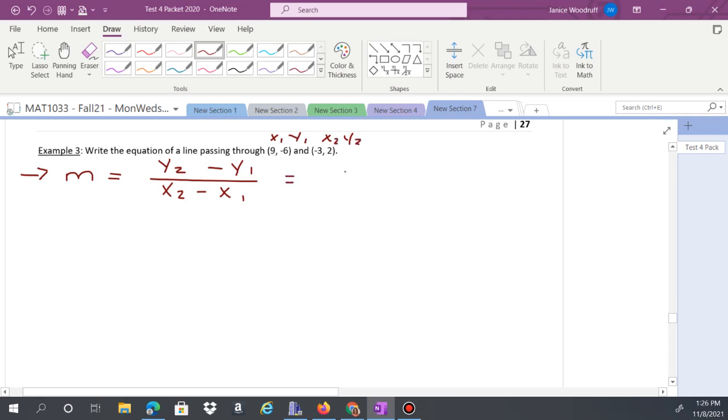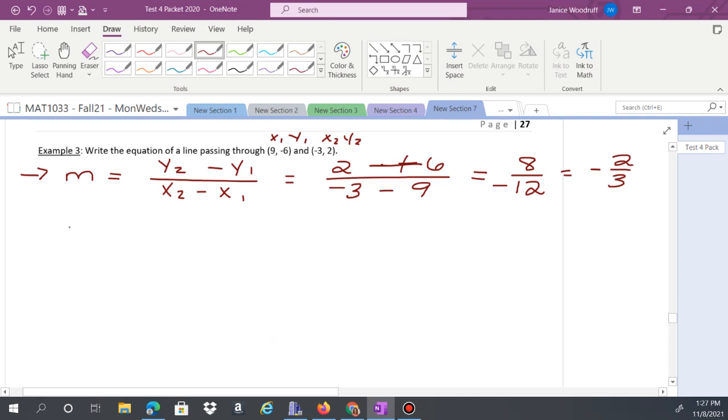Let's go ahead and plug that in. So we have y2 is 2 minus y1, negative 6, over x2, negative 3, minus x1, 9. All right, so 2 minus negative 6 will turn into plus, it'll be 8. Negative 3 minus 9 is negative 12. What is that going to reduce to? 2/3, both divisible by 4. Yep, 2/3. And negative, because you have that negative right there, so just slide it to the middle. So we have a slope of negative 2/3.